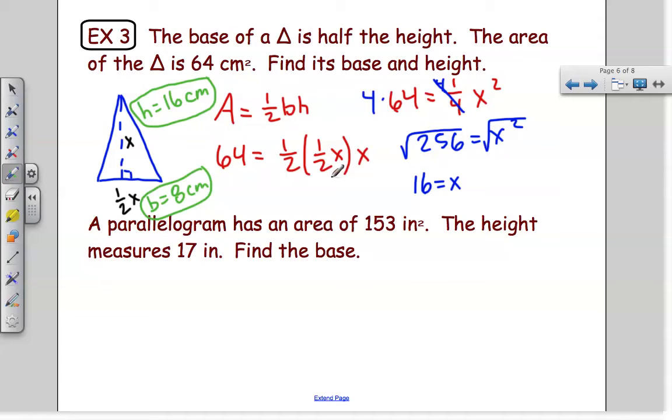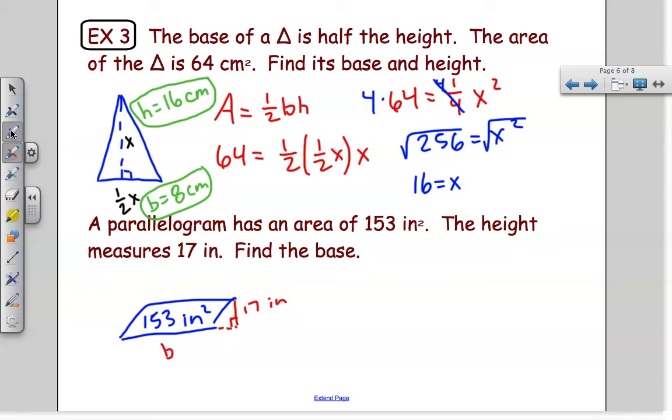All right, another example, we're finding a variable here. A parallelogram has an area of 153 inches squared. The height measures 17 inches. Okay, I know the height. Remember that goes at a right angle to the base. 17 inches. Find the base. I don't know the base.